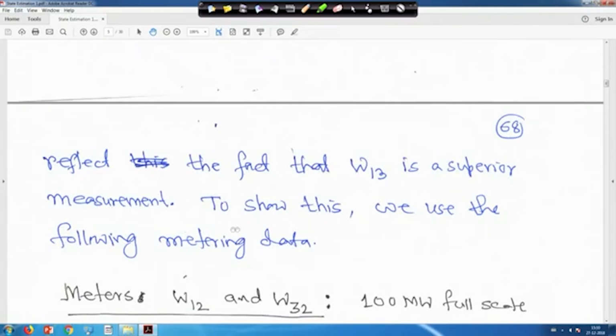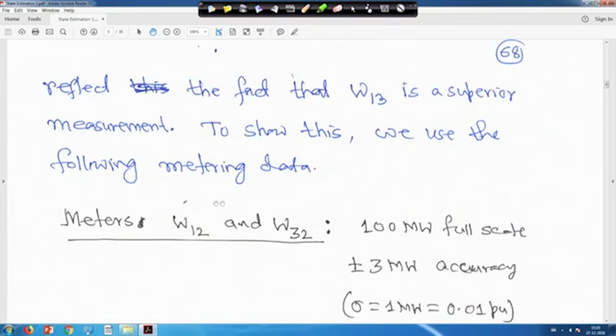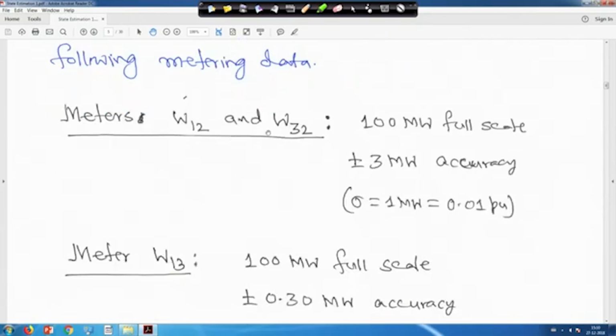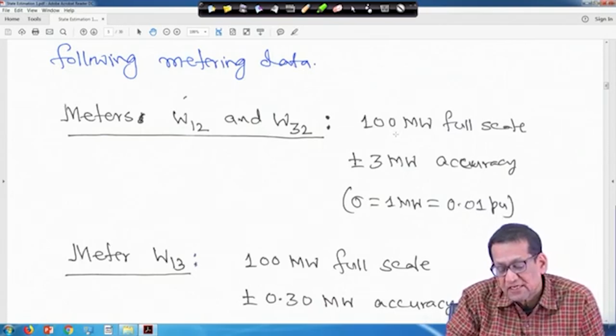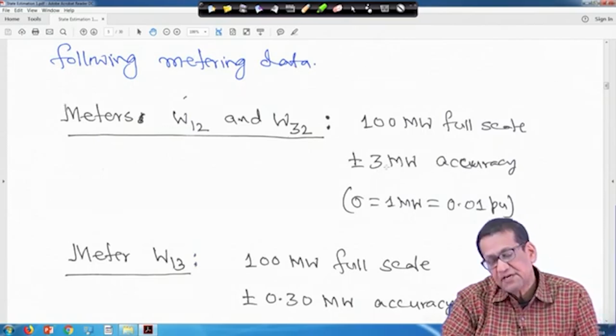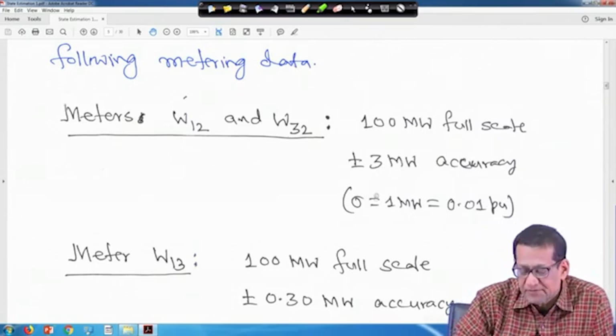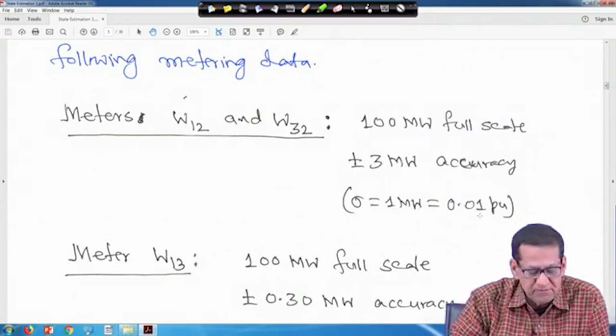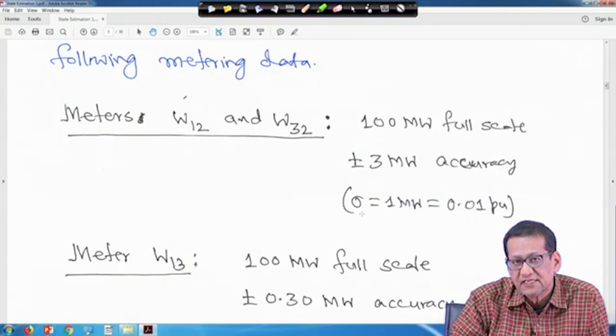To show this, we use the following metering data. For example, I will come to the previous 2 pages. First, say W12 and W32, suppose this is 100 megawatt full scale reading and plus minus 3 megawatt accuracy. That means it is plus minus 3 sigma. So, sigma is equal to 1 megawatt, divided by 100, that will be 0.01, right. That is their standard deviation.